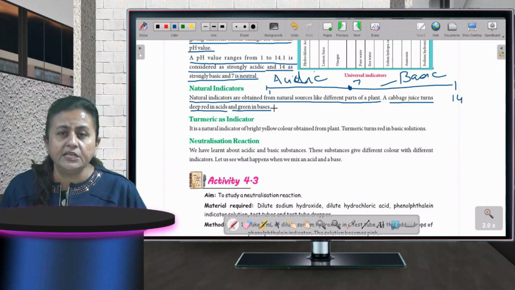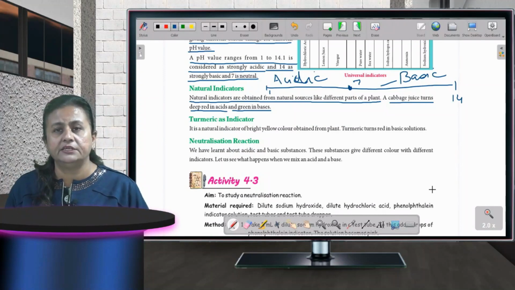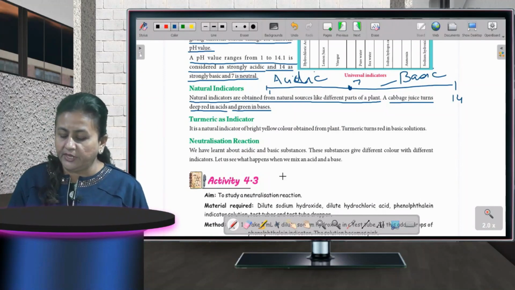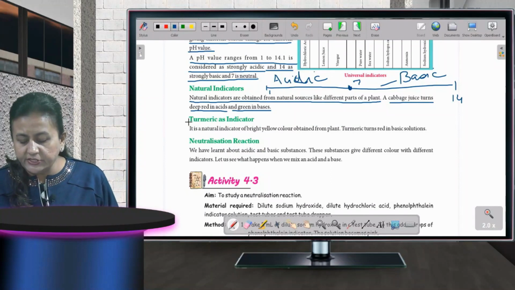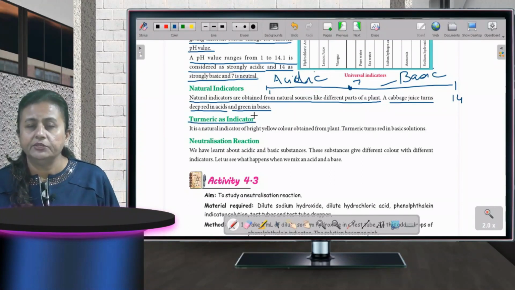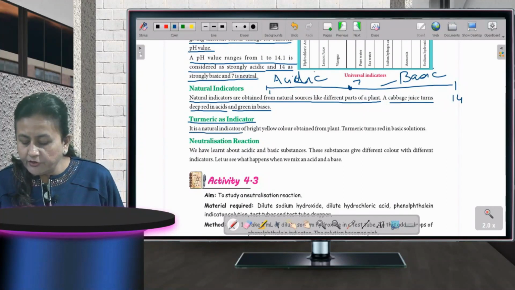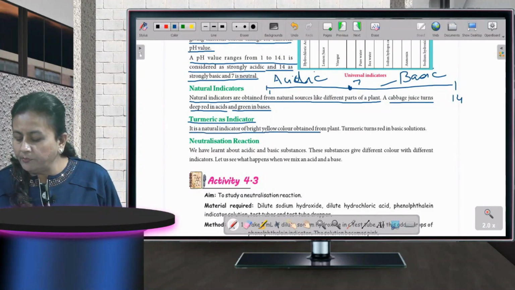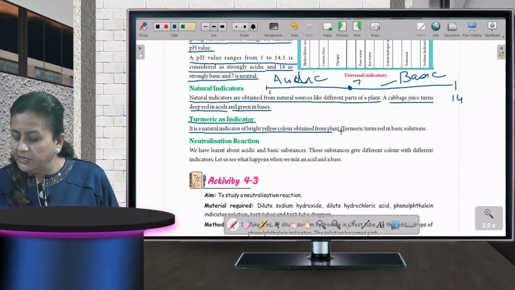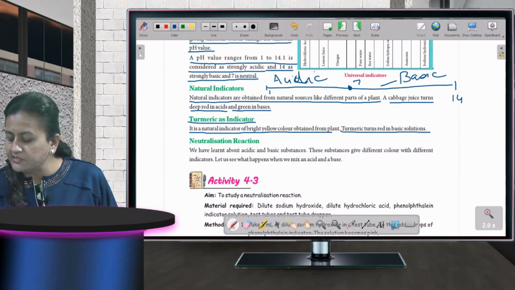And if in case you mix it with the bases, it gives you green color. Okay. Then turmeric as indicator. What is turmeric? Haldi. You must have seen it in your kitchen. It is a natural indicator of bright yellow color obtained from plants. Okay. Turmeric gives red in basic solution.